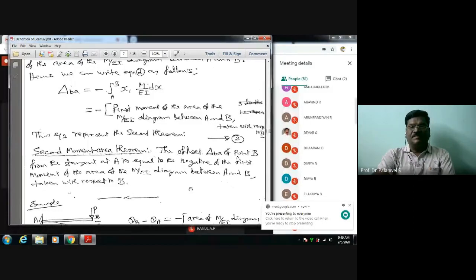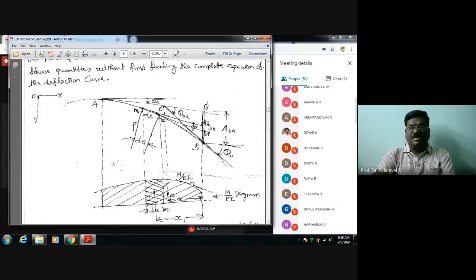I will come to the figure and tell you the first moment area theorem. The theorem states that the vertical offset delta BA of the point B on the deflection curve from the tangent at A is equal to the first moment of area of the M by EI diagram between points A and B taken with respect to B. Is it understandable to you?